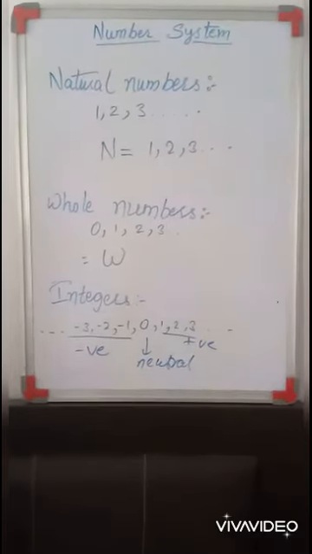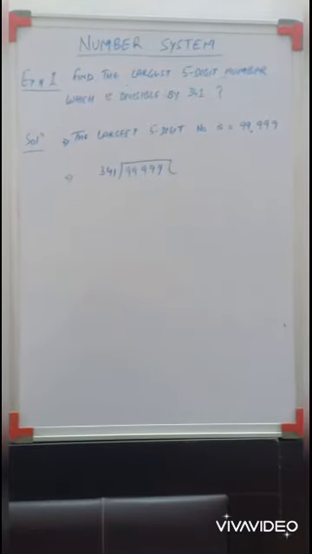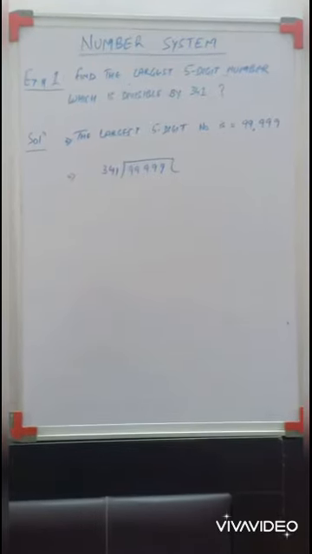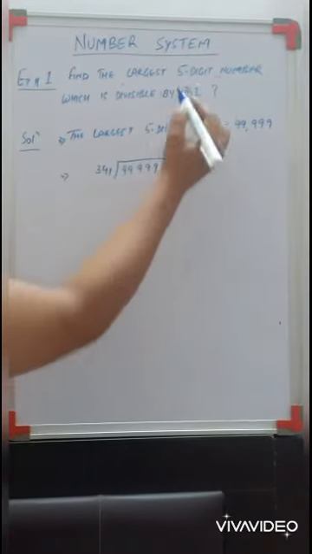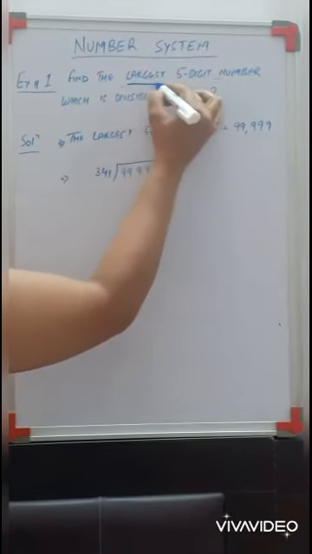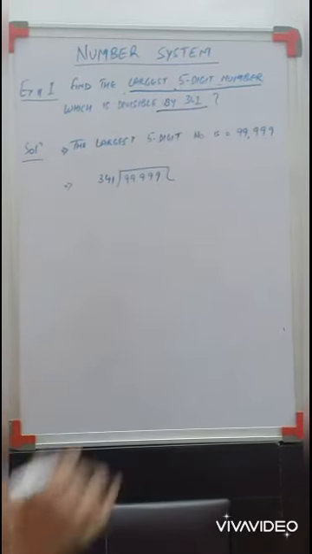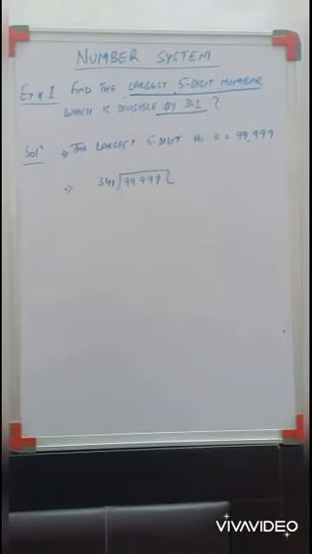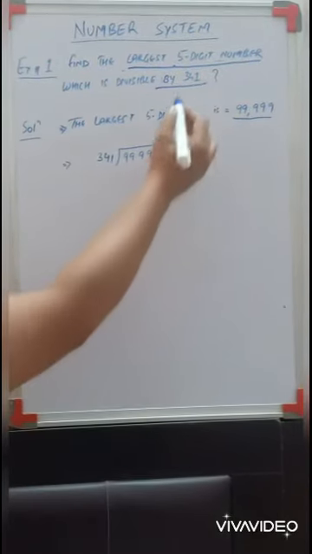In the next slide we will go with an example. Find the largest 5-digit number which is divisible by 341. What is being asked? The largest 5-digit number, and it must be divisible by 341. First we must know the largest 5-digit number, which is 99,999, and it must be divisible by 341.